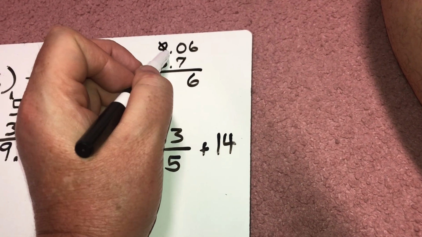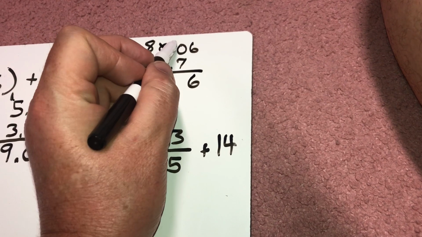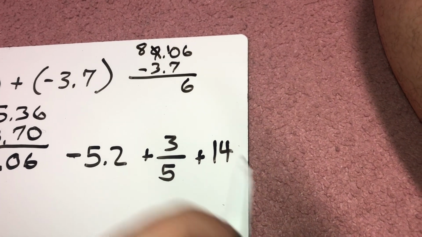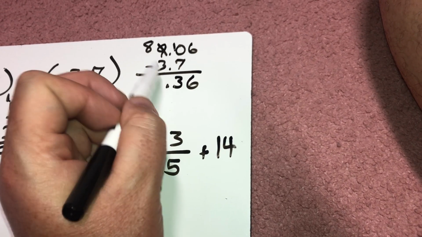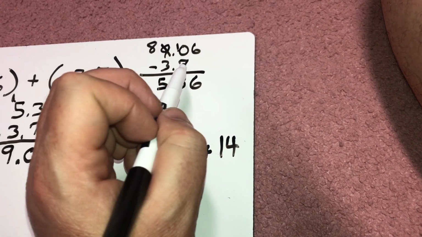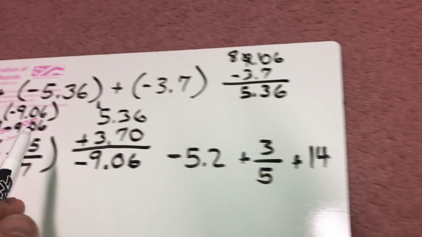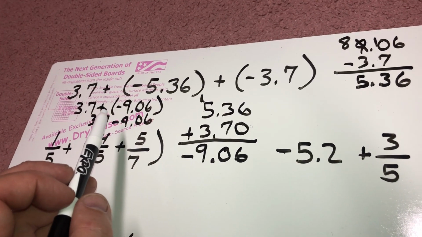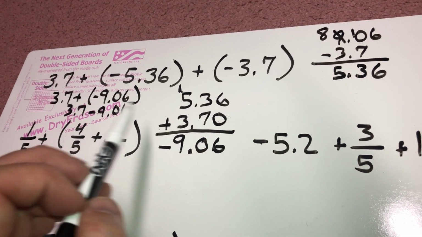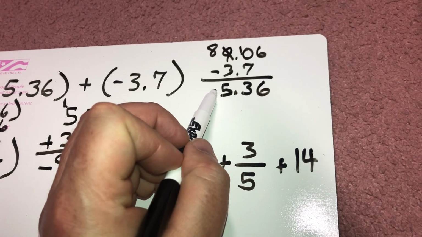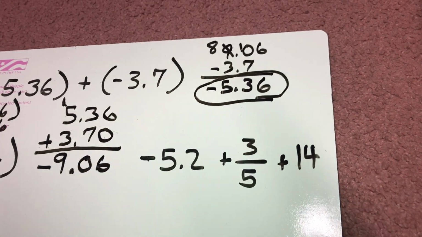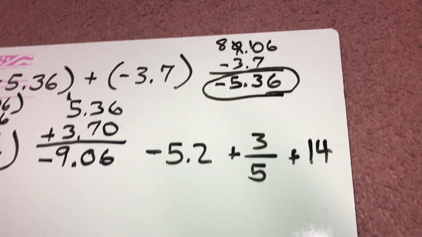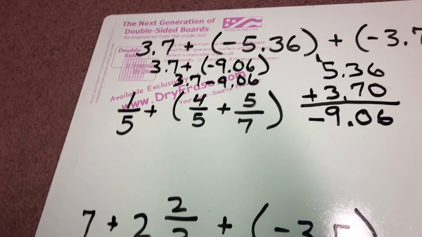Drop the 6. Can't do 0 minus 7. Borrow from the 9. Make that an 8. Make that 0 a 10. 10 minus 7 is 3. Drop the decimal. 8 minus 3 is 5. But since my original problem was the 3 and 7/10 minus the 9 and 6 hundredths, I know that this answer needs to be negative. Negative 5 and 36 hundredths. All right, let's go to the next one.